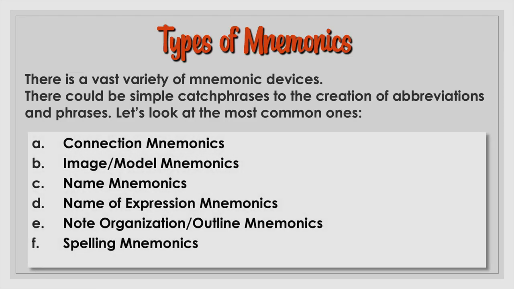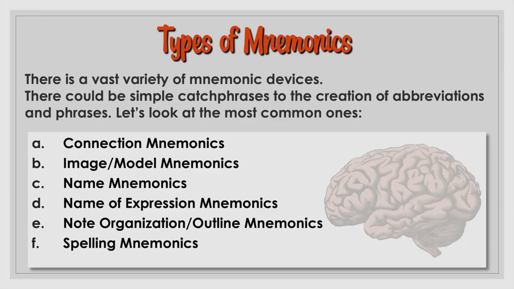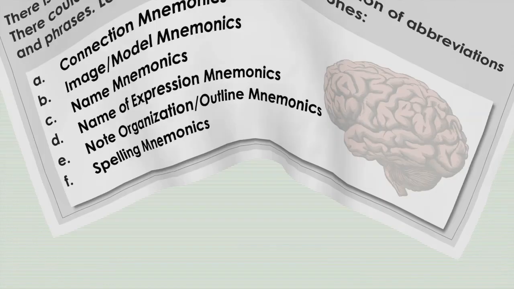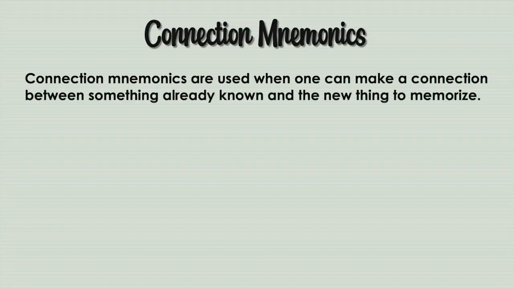Connection mnemonics, image model mnemonics, name mnemonics, name of expression mnemonics, note organization outline mnemonics, spelling mnemonics. So let's take a look at the first one now. Connection mnemonics. Connection mnemonics are used when one can make a connection between something already known and the new thing to memorize.